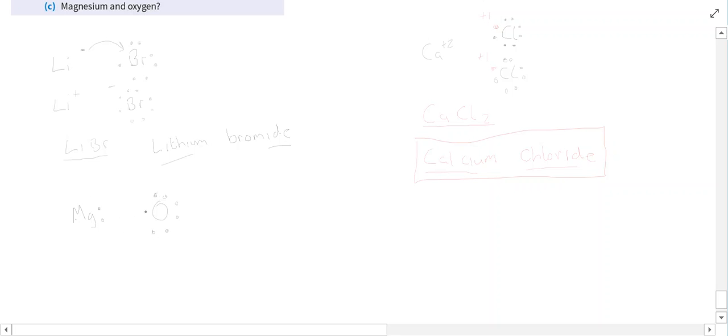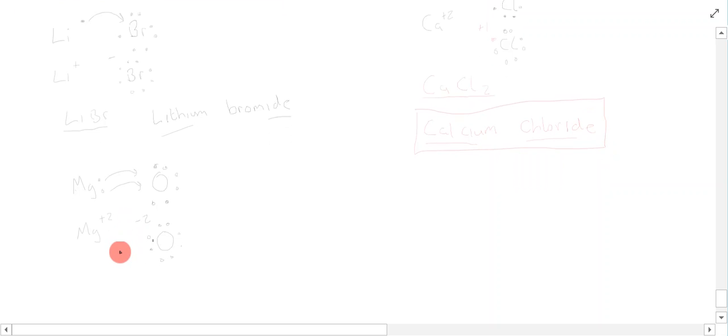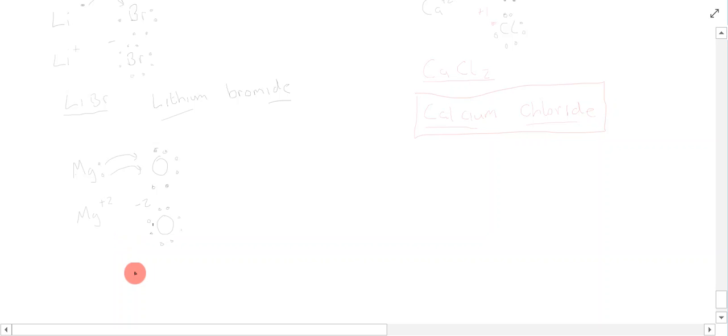So remember, oxygen wants to gain 2 electrons, magnesium wants to lose 2 electrons. So it's going to give up these 2 electrons to oxygen. So magnesium will become a +2 positively charged ion, and oxygen will be like this. Oxygen is going to become a -2 charged ion. And then what's going to happen is these 2 oppositely charged ions will come together and they'll form an ionic bond. So you have magnesium oxide.